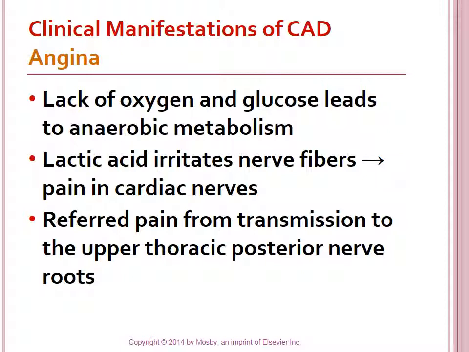Myocardial cells are deprived of oxygen and glucose needed for aerobic metabolism and contractility. Anaerobic metabolism begins and lactic acid accumulates. Lactic acid then irritates the myocardial nerve fibers and transmits a pain message to the cardiac nerves and upper thoracic posterior nerve roots. This accounts for referred cardiac pain to the shoulders, neck, lower jaw, and arms.